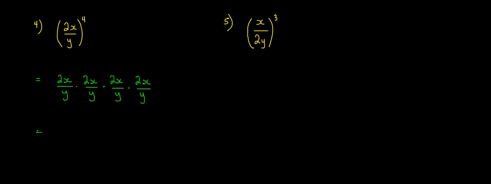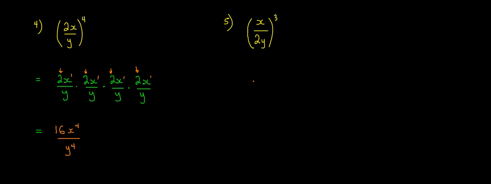And now all we have to do is multiply fractions. Now we just multiply straight across. So let's look at all our numbers here. So what is 2 times 2 times 2 times 2? Well, 2 times 2 is 4, 4 times 2 is 8, 8 times 2 is 16. And what is x times x times x times x? Well, remember when you're multiplying, you're adding up all your powers. So 1 plus 1 plus 1 plus 1 gives us x to the 4th. And again, if you do the same thing with the y's, you should also get y to the 4th.